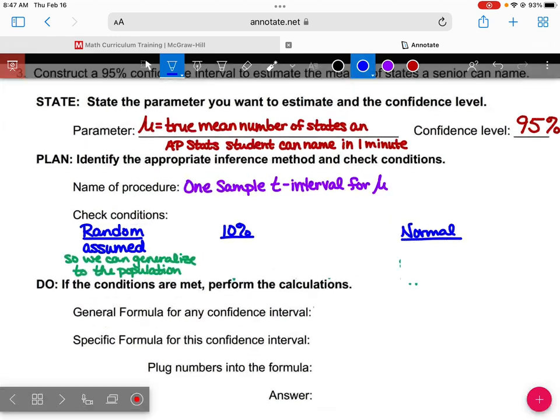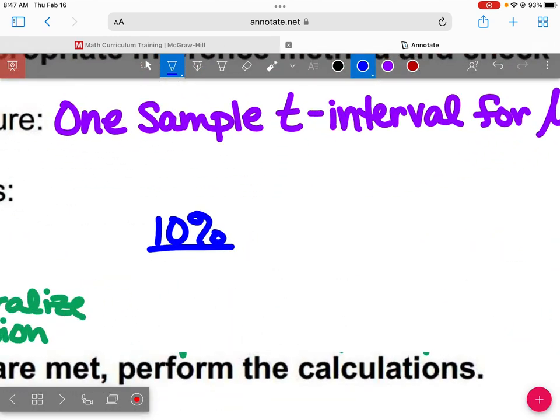10%. What was our sample size? 16. 16 is less than or equal to 1/10 of what? All AP Stats students.